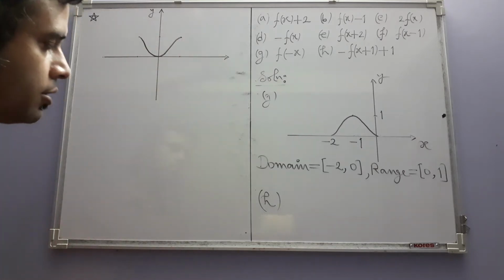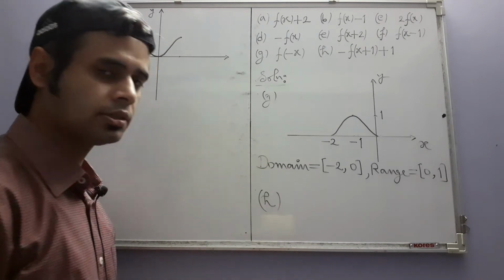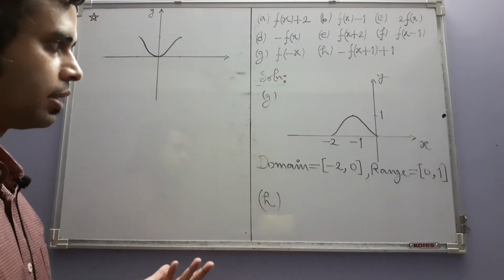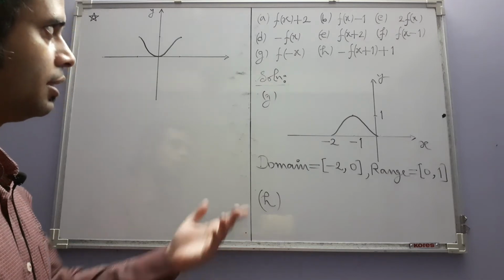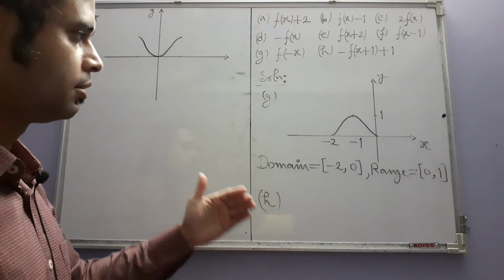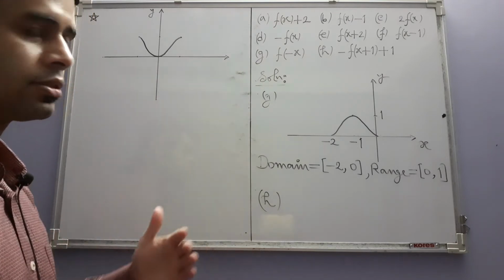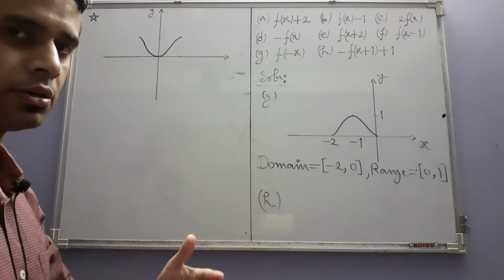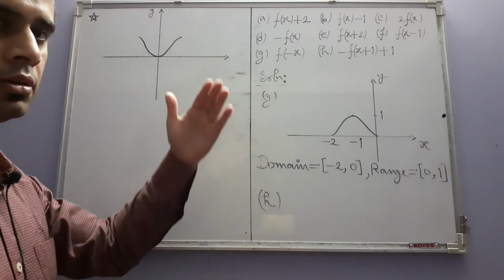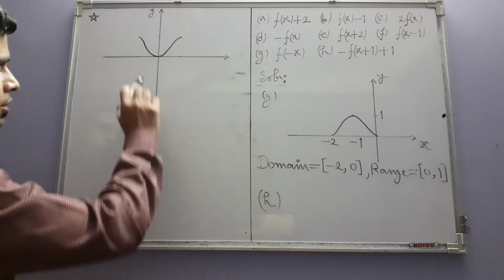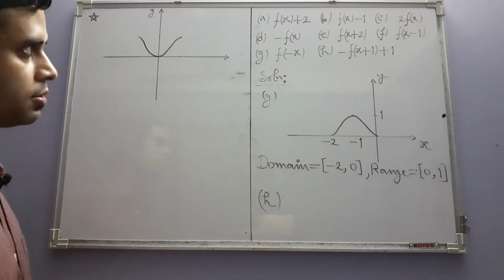Oh, and one more thing, when you write these solutions, you have to write those things. Since we are, for example, here adding 2 to the y value, the new graph is obtained by shifting the original graph by 2 units towards the positive y-axis. Those things have to be written. So here you have to write those steps.